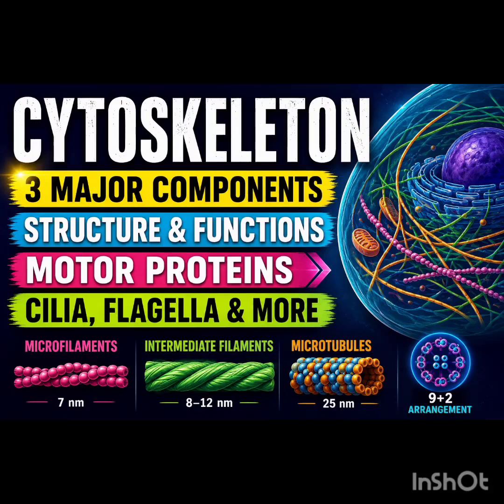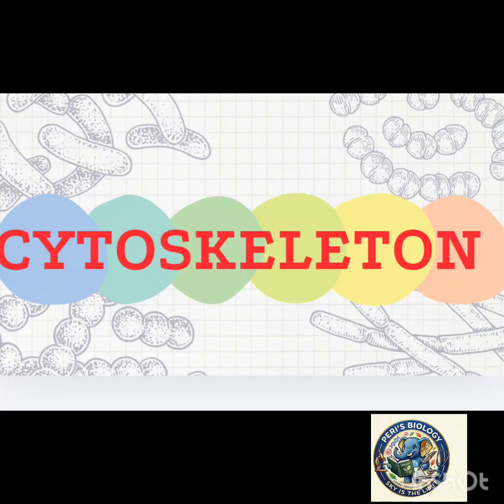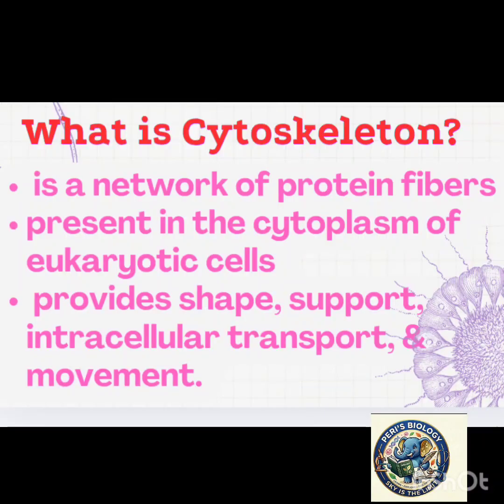Welcome to MSc Biology. We'll see what is cytoskeleton, structure and function, and its three components, cilia and flagella, application and CSIR NET questions. What is cytoskeleton? Cytoskeleton is a network of protein fibers which is present in cytoplasm of eukaryotic cell.